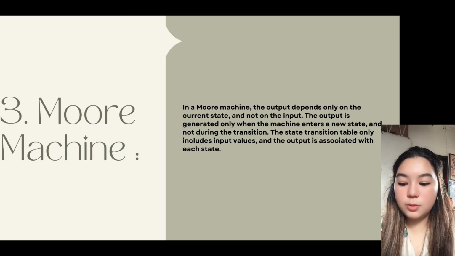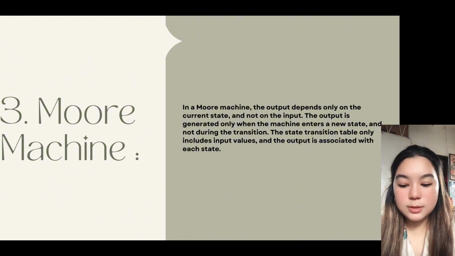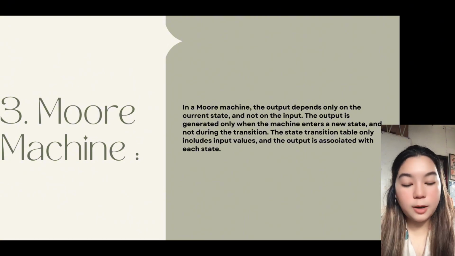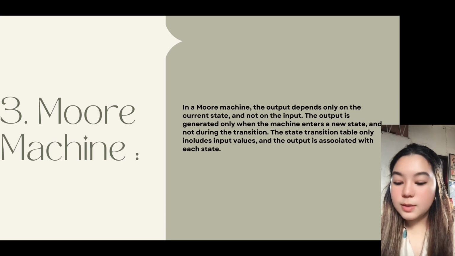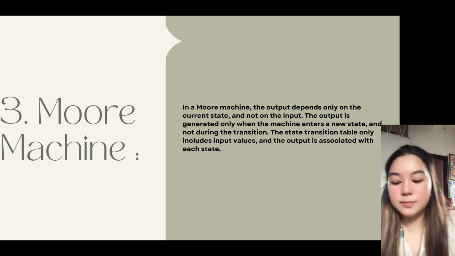So the third one is the Moore machine. In a Moore machine, the output depends only on the current state and not on the input. The output is generated only when the machine enters a new state and not during the transition. The state transition table only includes input values, and the output is associated with each state.